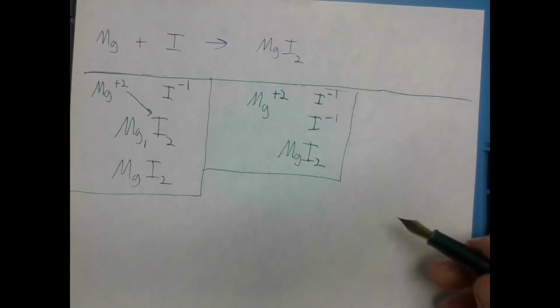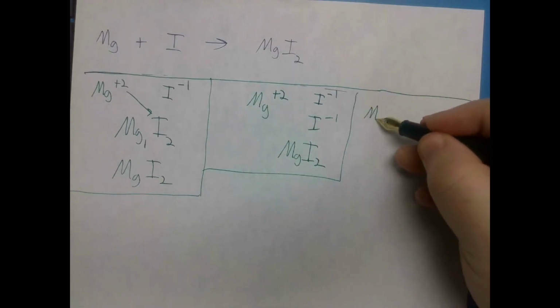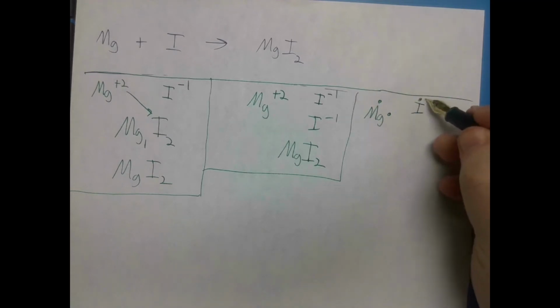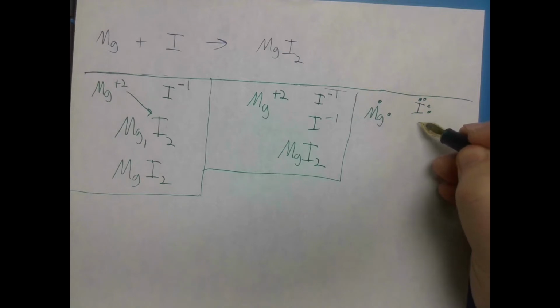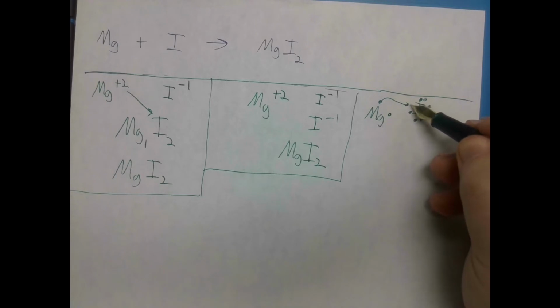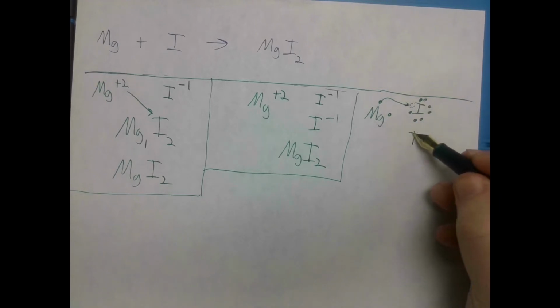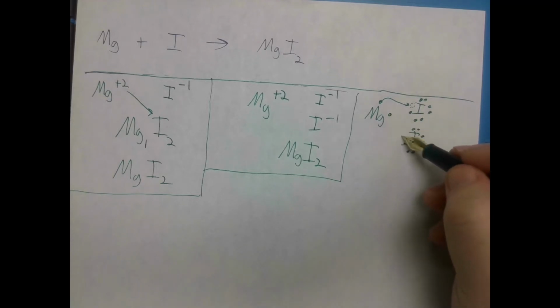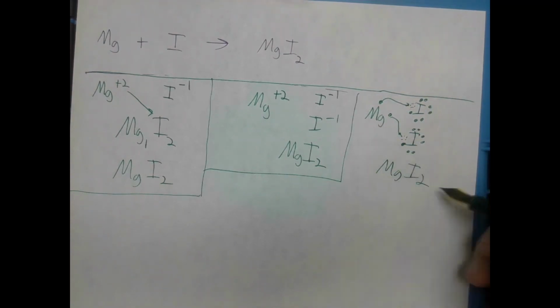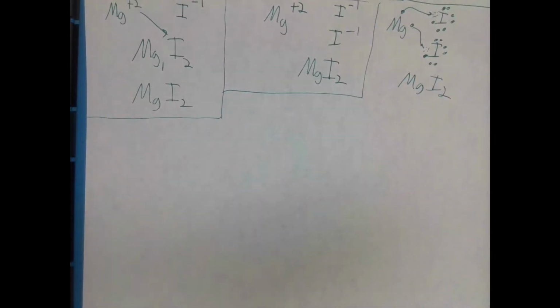And another way is doing Lewis dot. Mg has 2 dots. Iodine has 7. So I can come over here and put a dot right here to finish that spot. But I need another one to get rid of this dot. So I ended up with two of them.